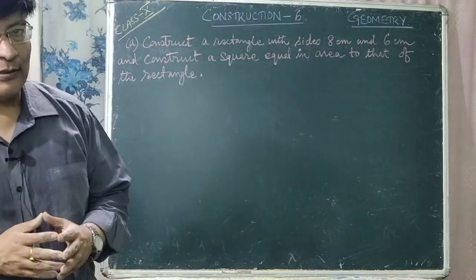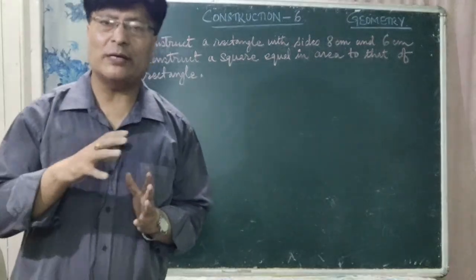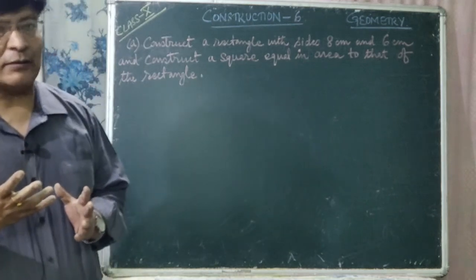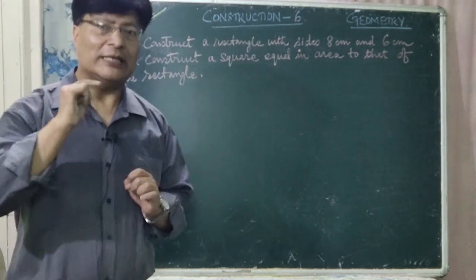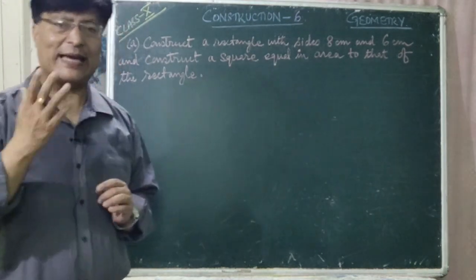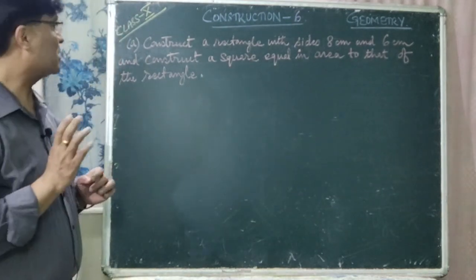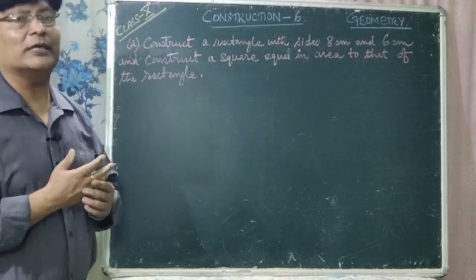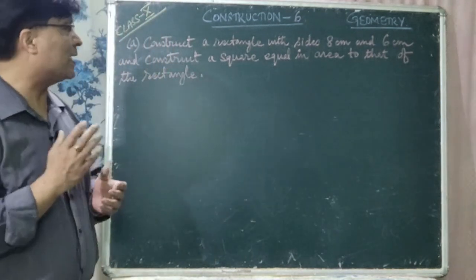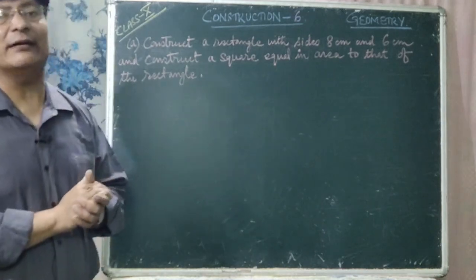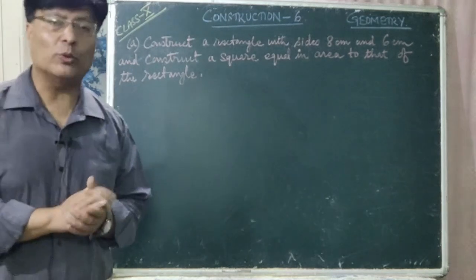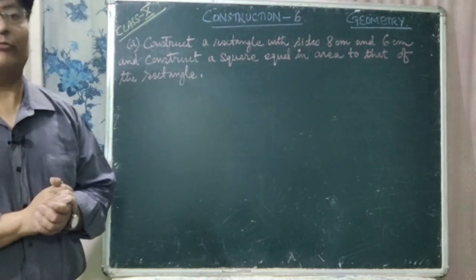You know a rectangle is a plane figure bounded by four sides whose opposite sides are equal and parallel and whose each corner angle is 90 degree. Corner angle will be 90 degree. Okay, so now you have to construct a square whose area is equal to that of the given rectangle.